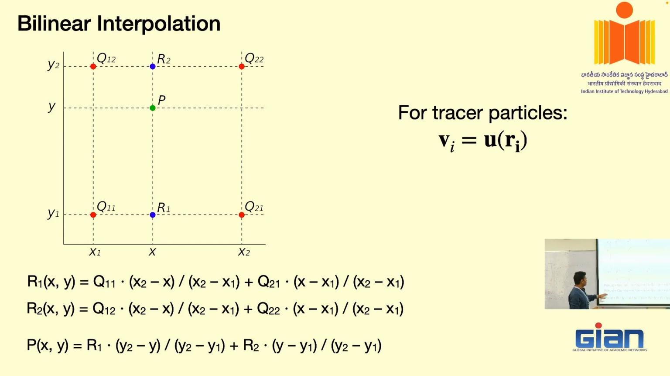Suppose Qij is the value at these 4 grid points. You do this simple interpolation. Suppose this point is X, it is going to be Q1 times X2 minus X divided by X2. This is a standard interpolation scheme which you all might have seen. Once you do that, you know exactly the value of the field at point P. So this is what you are going to do in the afternoon.